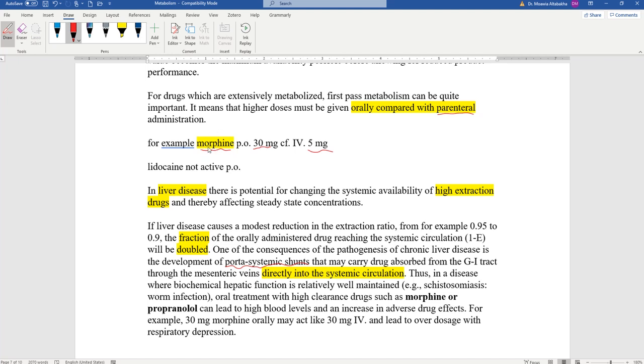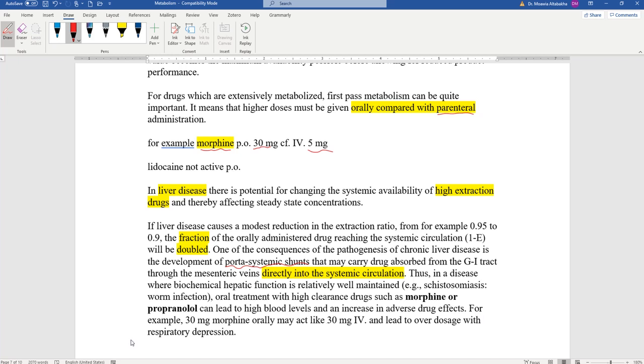If I'm talking about drugs with very high extraction ratios, like morphine and propranolol, what happens to these drugs if you take them orally? They will be absorbed, they will not go through the liver, but will bypass the liver, or go around the liver and into the systemic circulation directly, to the extent that the oral dose will act as an IV dose, as if I gave it IV.